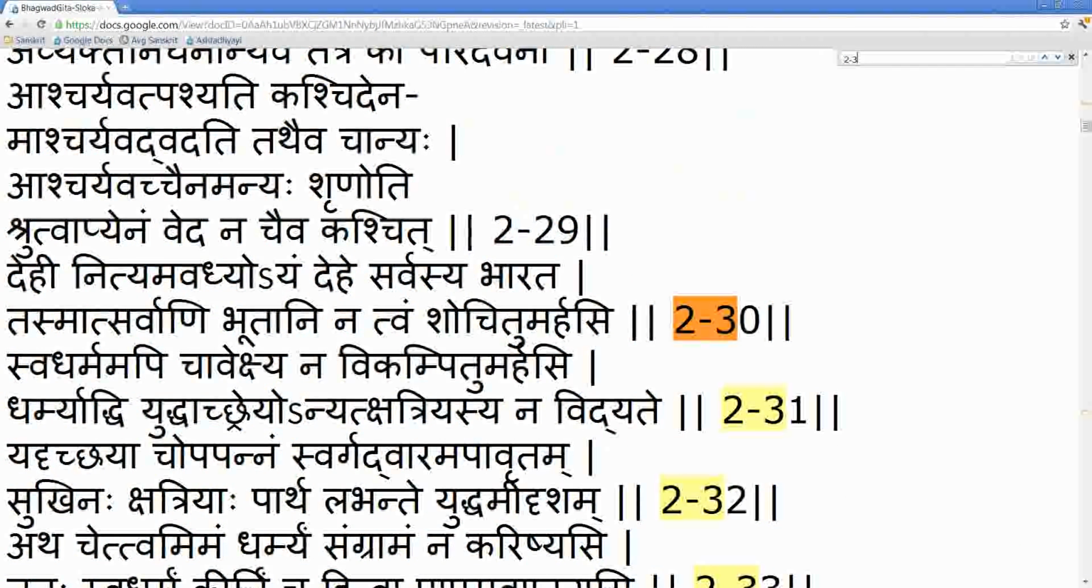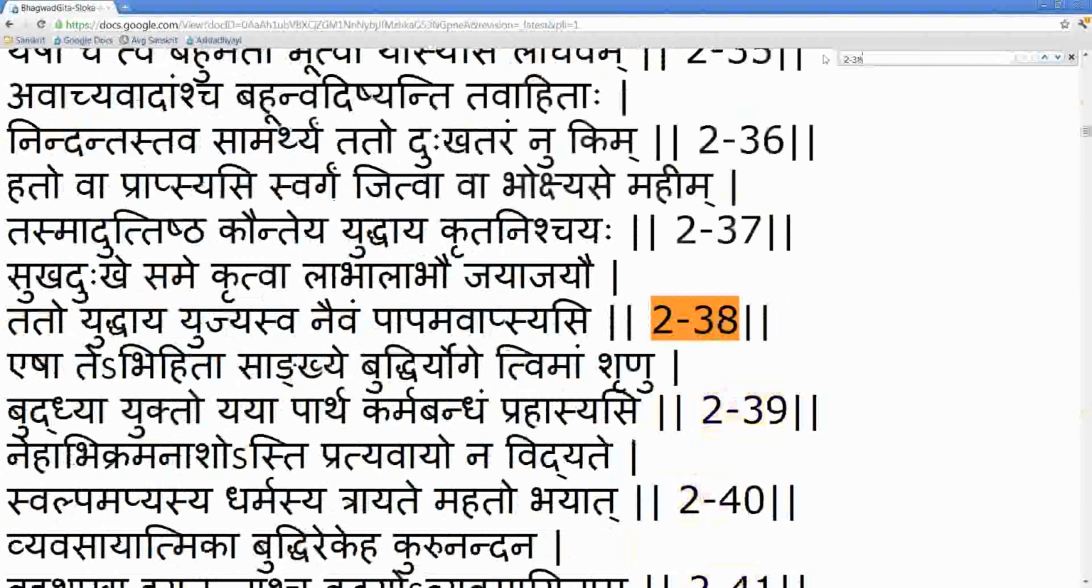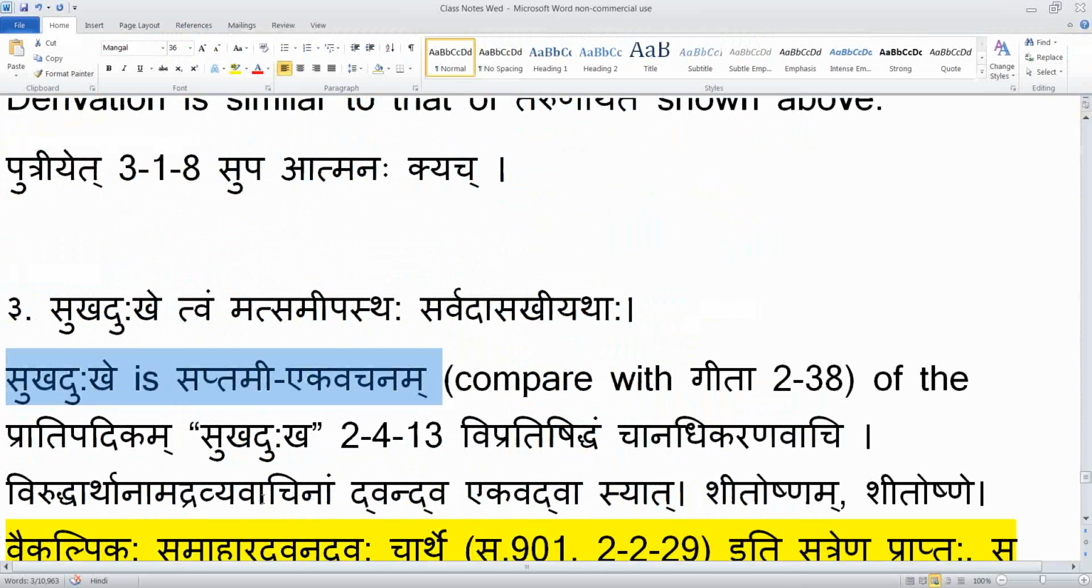Having made happiness and sorrow the same, treating them alike basically, labha labho jaya jayo, samo kritva, tato yuddha yujasva, then you fight. Naivam papam avapsyasi, you will not obtain any sin. So there sukha dukkhe is dvivachanam. It is dvivachanam. What we have right now is saptami ekavachanam of sukha dukkham as pratipadikam.